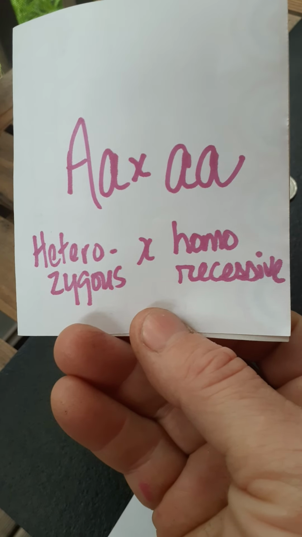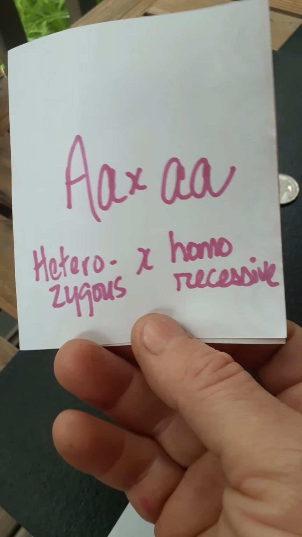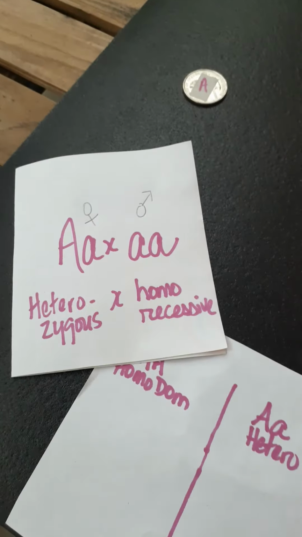So you have a heterozygous parent and a homozygous recessive parent. So let's say that this is the mother and this is the father. So put the arrows on there.